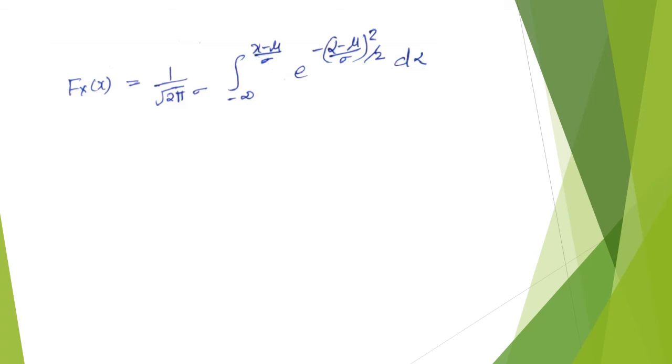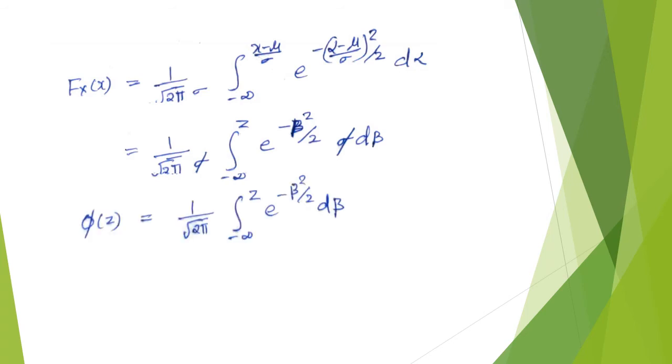So if I substitute those things here, it will be 1 by root 2 pi sigma, minus infinity to x minus mu by sigma, which is z, e raised to minus beta square by 2, sigma d beta. Sigma will cancel, and our F_X of x will be a function of purely z, phi of z, because I have to integrate from minus infinity to z, 1 by root 2 pi, minus infinity to z, e raised to minus beta square by 2 d beta.